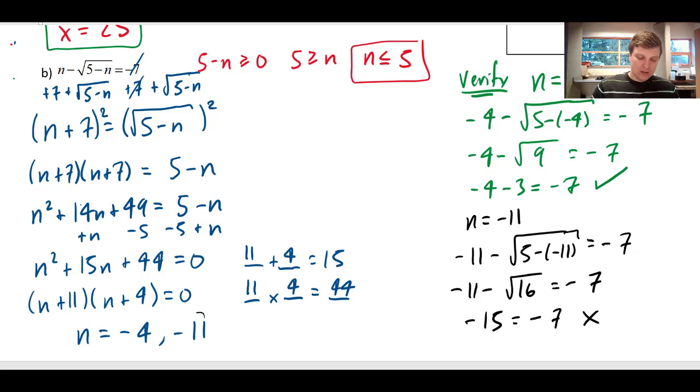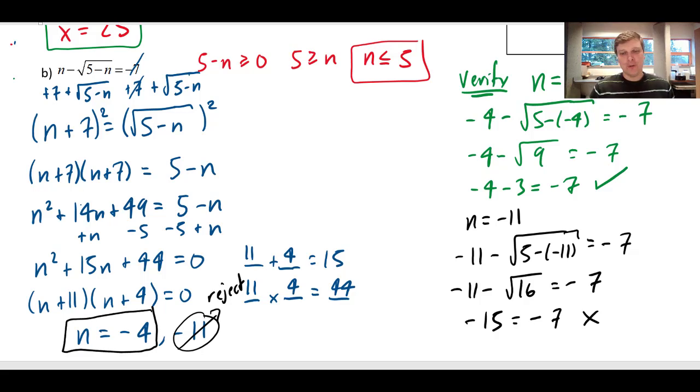So I have to go back to my original answers here. I need to reject this one. n equal to negative 11 just doesn't work, whereas n equal to negative 4 is a correct answer. Okay, that's it for solving radical equations.